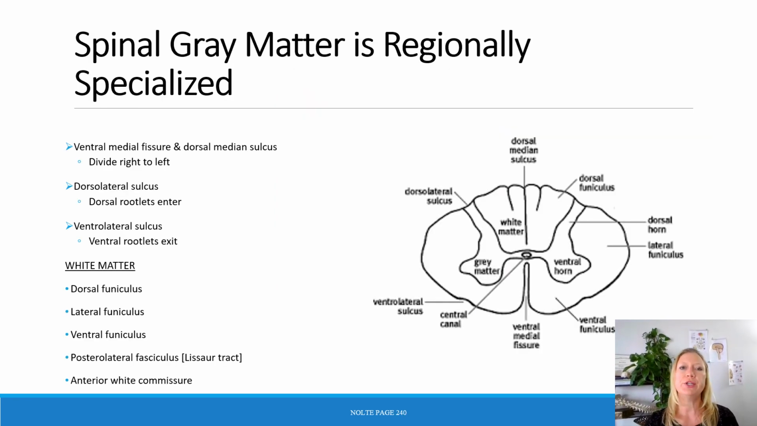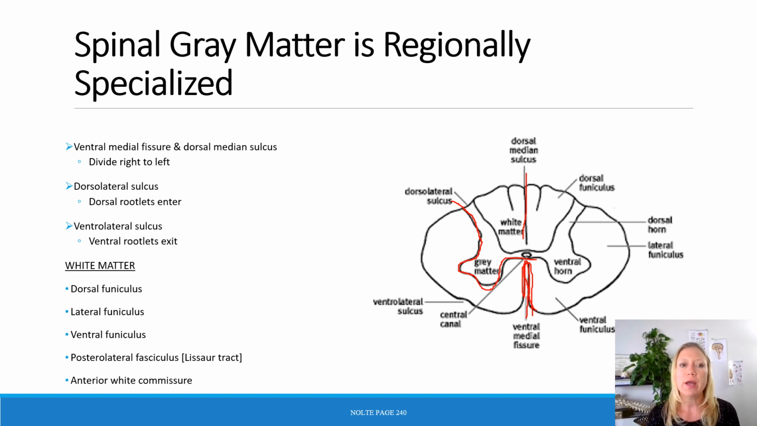Spinal gray matter is regionally specialized. So we see that ventral median fissure, dorsal median sulcus, dividing right to left, right? So dorsal median sulcus, ventral is the bigger one that we look for to orient ourselves because we don't see the DRG here, right? So we're going to then see that this comes all the way to the edge in our picture here. But when we're looking at a real specimen, it's a little bit harder to see that, especially if we're in different sections of the spinal cord and different staining techniques, things like that. So usually I just look for this guy right here for orienting myself up, down, side to side.